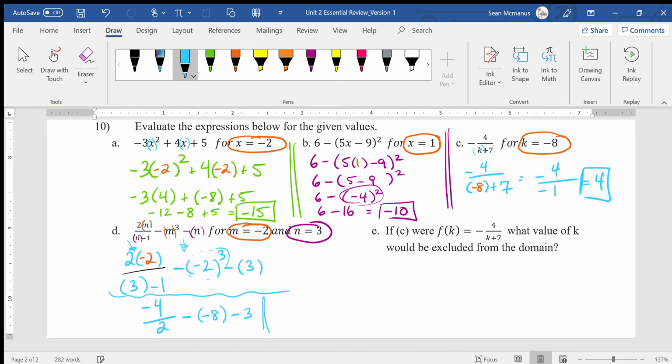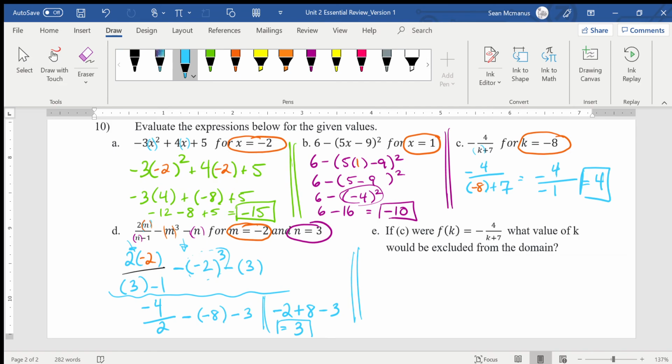So I kind of ran out of room there, but -4 over 2 is -2. Minus a -8 is +8 minus 3. -2 plus 8 is 6. 6 minus 3 is 3. All right, so that was a lot of steps, a lot of substitution. Cubing a number, right? Third power exponent with a negative is going to keep it negative or go back to being negative after it turns positive. So we got a lot to keep track of on that one.